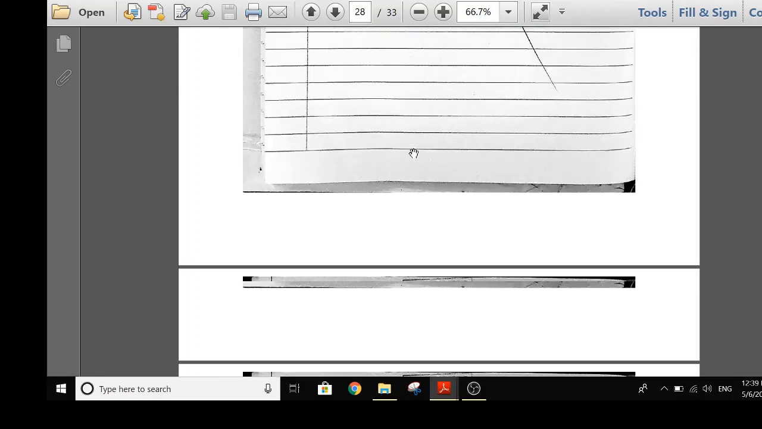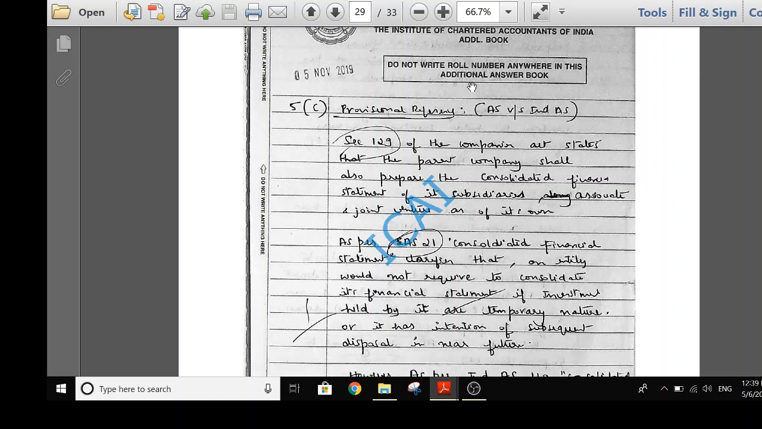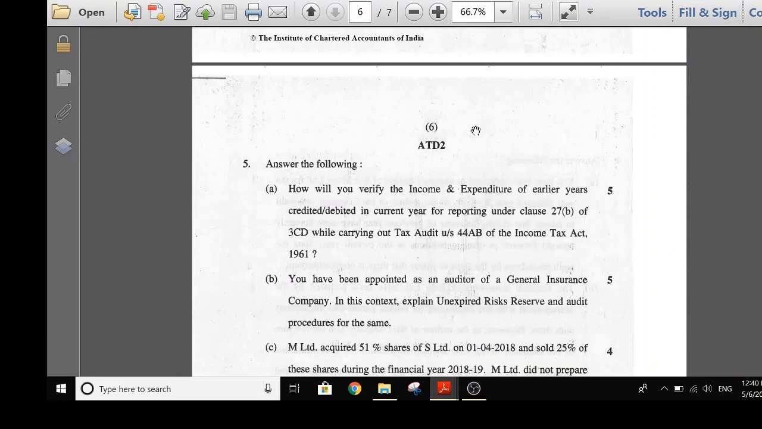I think that's all. No, the 5th question was about provisions about Ind AS and AS: as per AS and Ind AS, what is the difference? The 5th question was about how will you verify income and expenditure of earlier years credited in the current year for reporting.